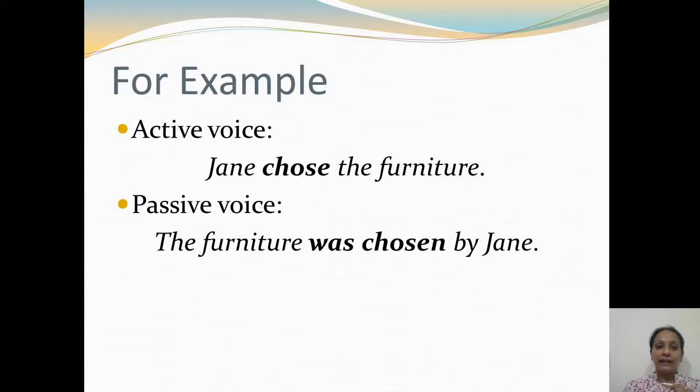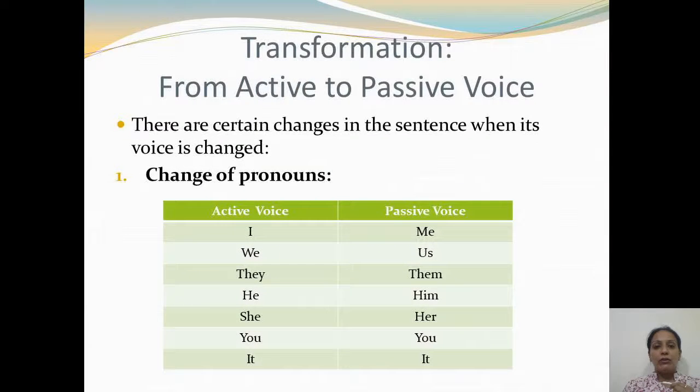Let us quickly have a look at the rules of transformation. When we are changing a sentence from active voice to passive, there are certain changes in the pronouns. For example, I is changed into me, we is changed into us, they into them, he into him, she into her. You and it don't change.